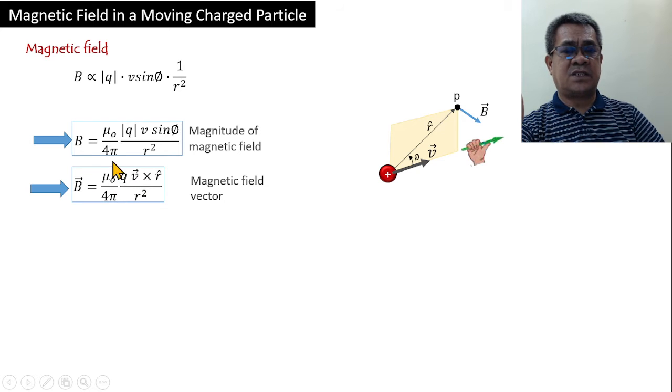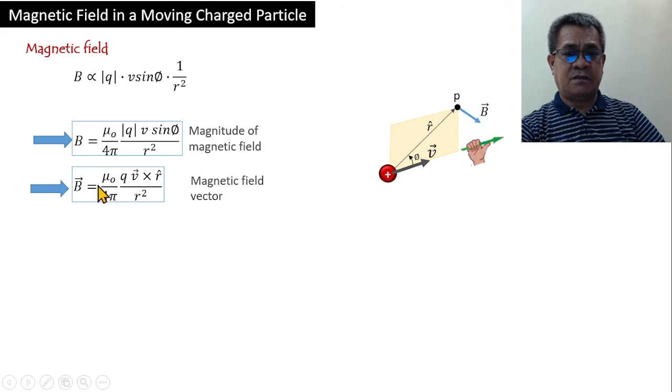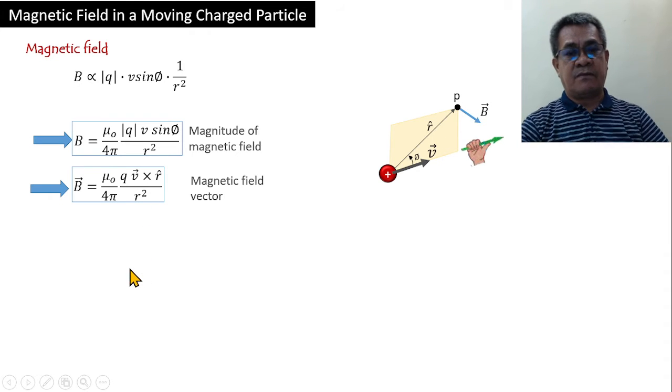Then the others are constants. Charge is constant, it will not change. But remember, you have to consider the sign here. In the magnitude, you take the absolute value, but in the vector, you have to consider the sign: positive, positive, negative, consider the negative. That's for calculating the magnetic field vector. Then this R is the magnitude of the position vector. So that's it. These are the formulas.